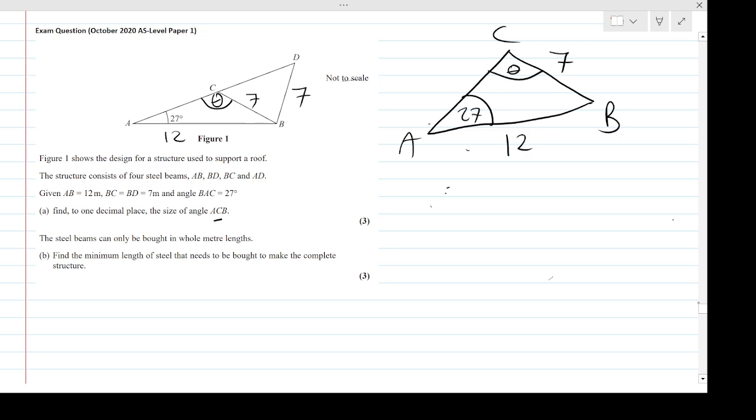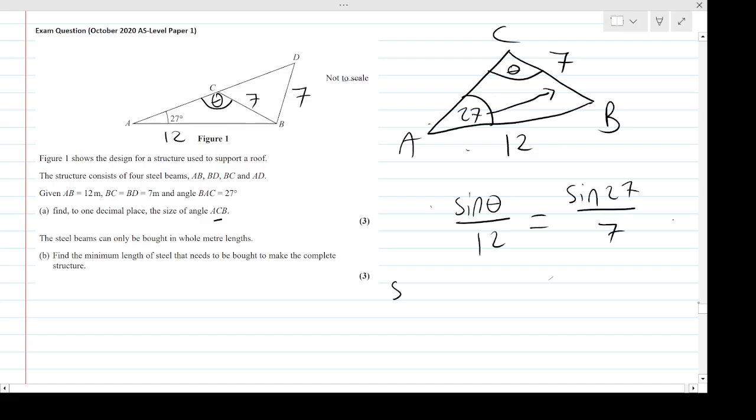Well then, this is just a classic sine rule question I can use here. So firstly, the angle theta is opposite or facing the 12. So we're going to have sine theta over 12. And then it's going to equal, well, the other angle is 27, and that's facing the side 7, the side BC. So that's equal to sine 27 over 7. So then to get sine theta on its own, I times both sides by 12. So 12 lots of sine 27 over 7.